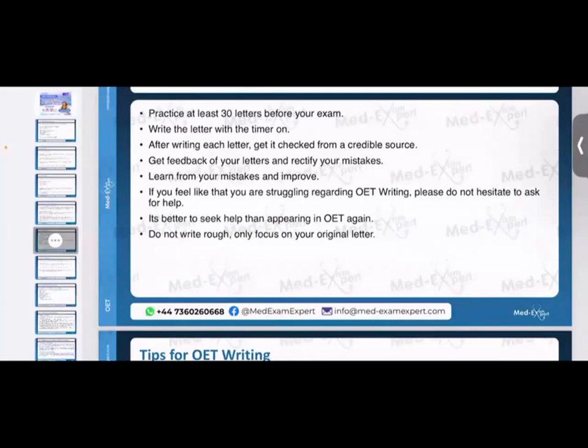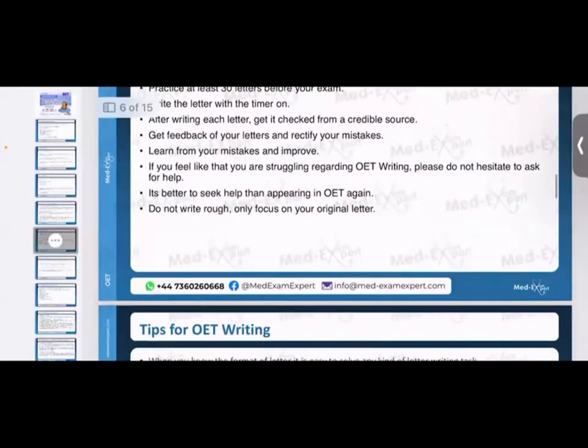If you feel that you are struggling with OET writing, please do not hesitate to ask for help. This is not only for writing. If you think that you are struggling in any of the OET modules, please do ask for help, because you are investing such a huge amount in your exam and your course preparation. Make sure that you are not lacking anywhere in any of the modules. It's better to seek help than to appear in OET again.